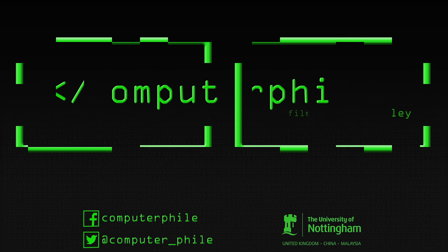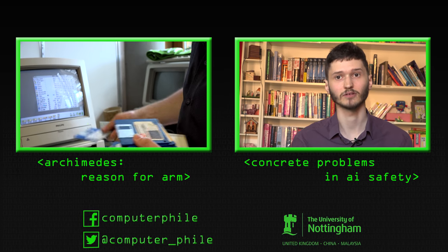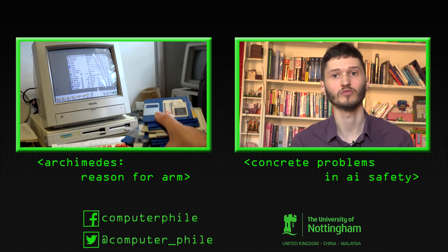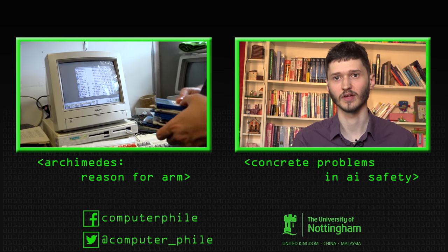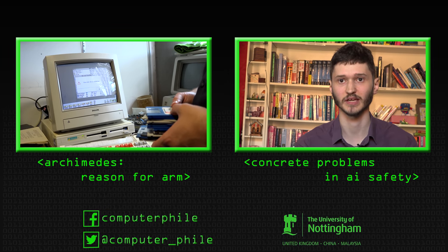The idea of this paper is that it lays out some problems that we can tackle now, which will be helpful now, and that I think will be helpful later on as well with more advanced AI systems and making them safe as well.